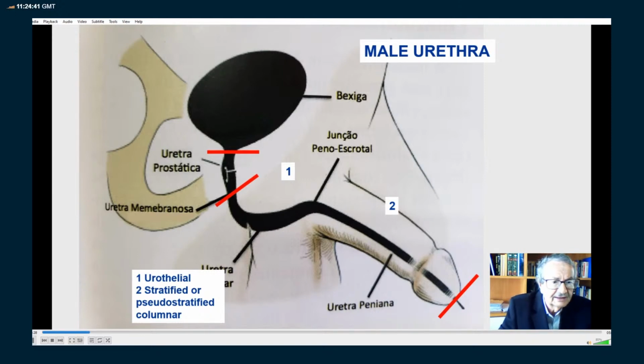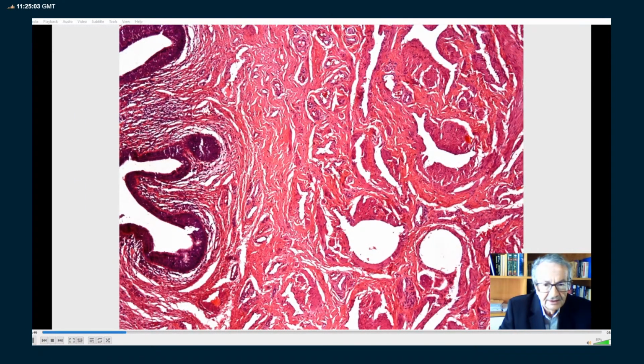In the prostatic urethra, the epithelium is urothelial, and from the membranous urethra through the bulbar urethra to the urethral meatus, the epithelium is stratified or pseudostratified columnar. Here is an image from the penile shaft. On the right, we have the corpus spongiosum, and on the left, the urethra with this pseudostratified epithelium.